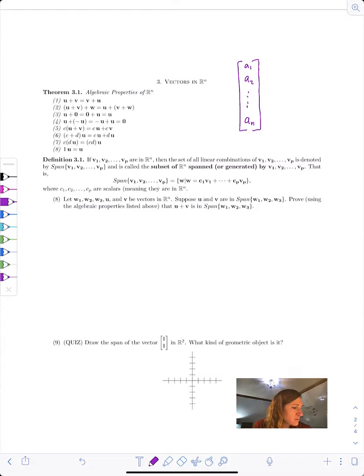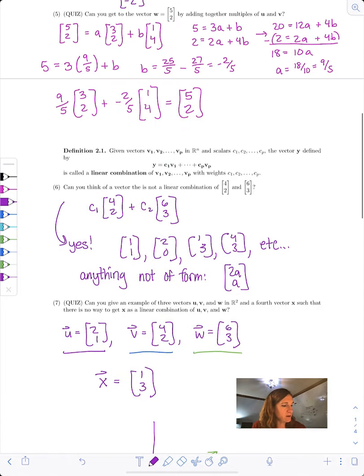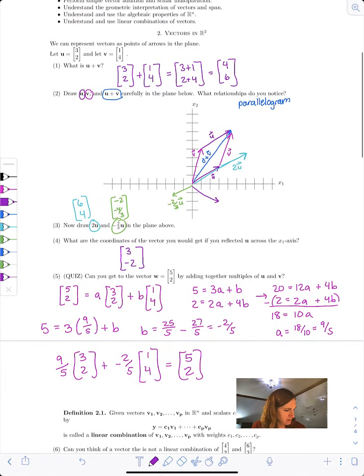U plus v equals v plus u, so that's commutativity. And that's the property that you can kind of see when you go back and look at our parallelogram. Well, if we did u plus v first, we get this blue vector. But if we did v plus u first, we still get that same blue vector.